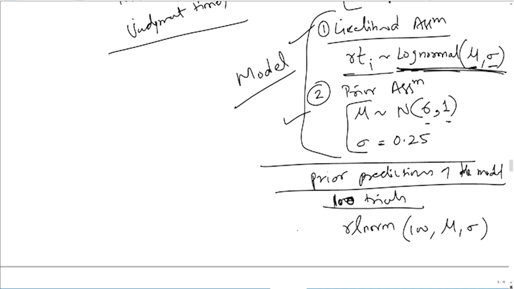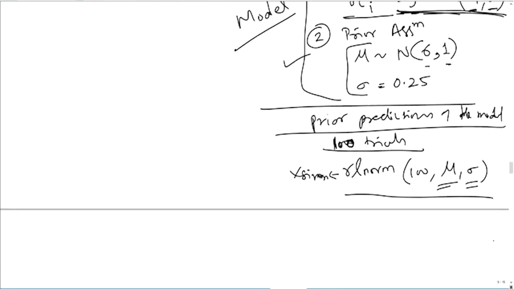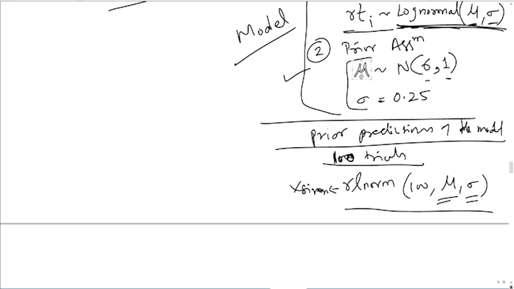But the problem here is that in order to generate these values, you need to know point values of mu and sigma. In order to randomly generate 100 values from a log normal distribution, you need to know on what values of mu and sigma you are drawing, because the distribution will change drastically as mu and sigma change. So it's important to know mu and sigma, otherwise you cannot even use this function in R. So where would the values of mu and sigma come from? They will come from the prior distributions that you have assumed here.